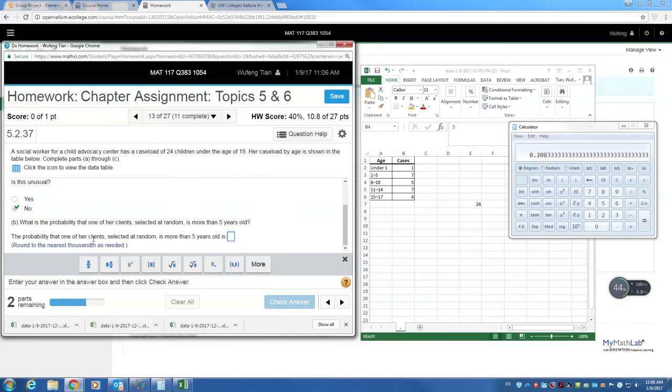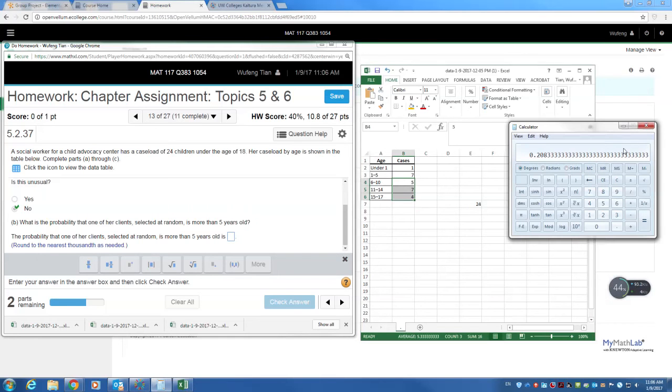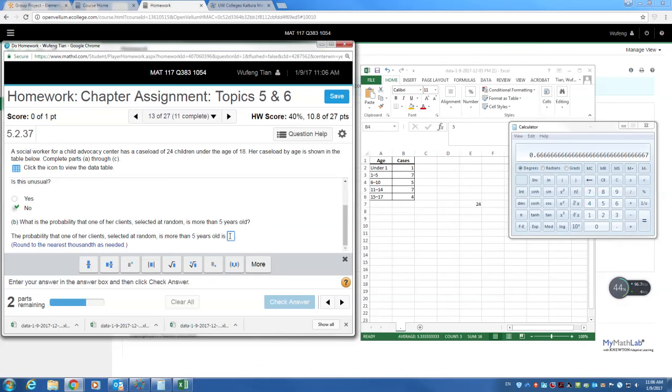What's the probability that one of the clients is more than 5 years old? More than 5 years old is 16. 5 plus 7 plus 4. You choose these 3 numbers, it is 16. 16 out of 24 is 0.667.